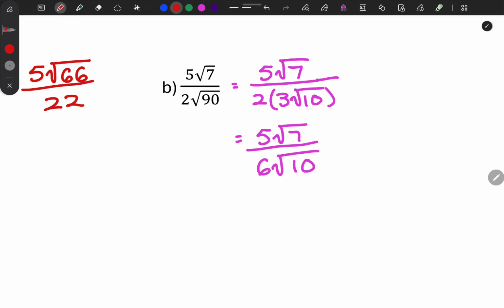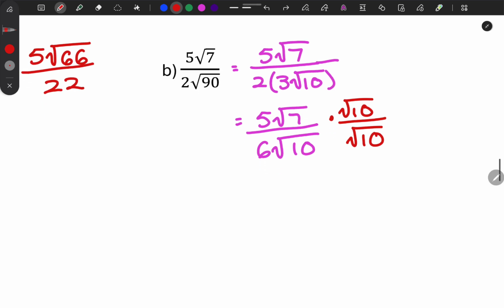And now we don't want to have a root 10 in the denominator. We multiply by root 10 over root 10. As a quick note, if you didn't do that simplifying, you could just multiply by root 90 over root 90. You would have to do a lot of simplifying afterwards to deal with that, but you could do it. All right, our numerator: 5 root 70 over our denominator, which is now 6 times 10, or 60.